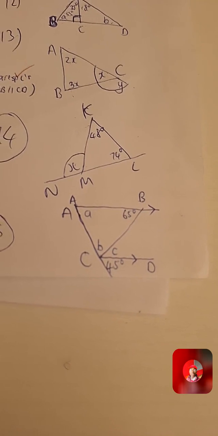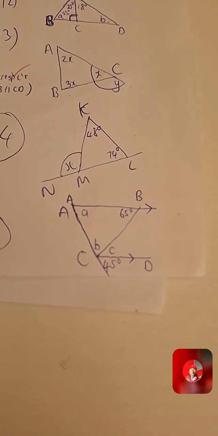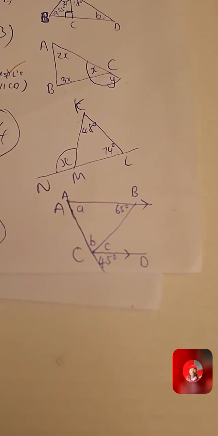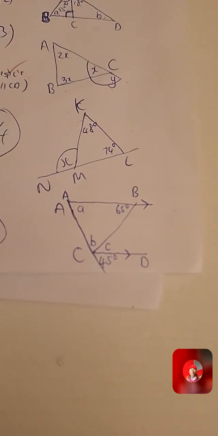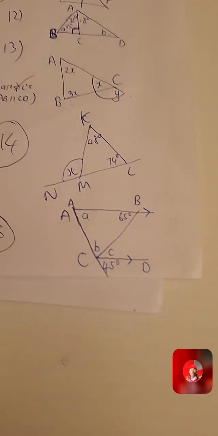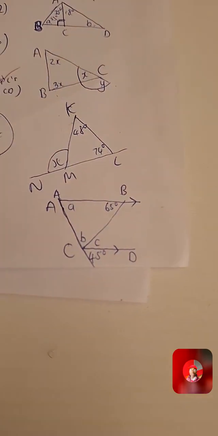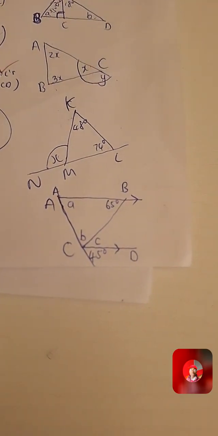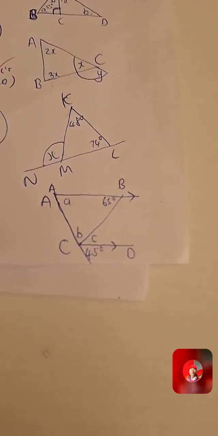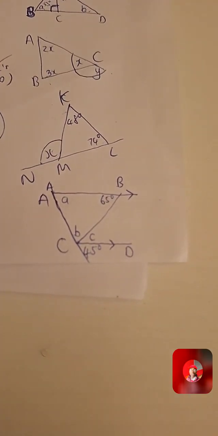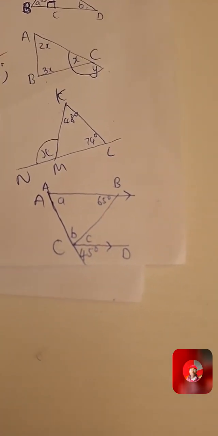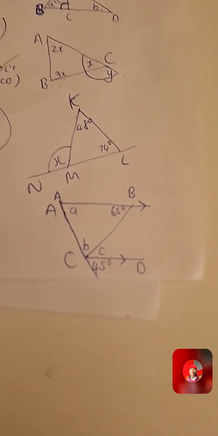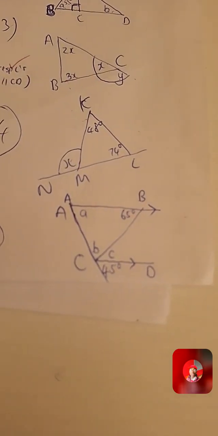Angle K plus angle M plus angle L is equal to 180 degrees. What's the reason? Sum of angles in a triangle. Is that what you said? Yes, sir. Okay.